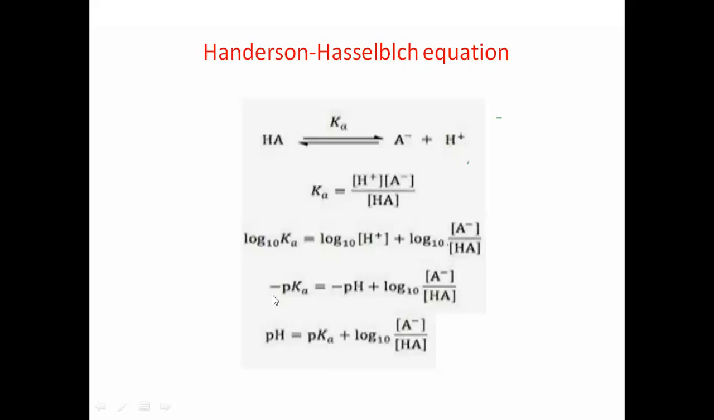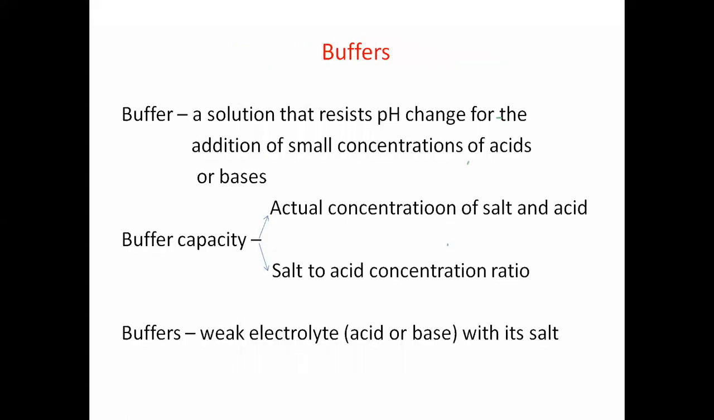pH of a buffer is equal to pKa of the acid plus log of the concentration of the salt by the concentration of the acid. The same Henderson equation can also be written for a base. pOH is equal to pKb plus log of salt by base concentration. So this is how the Henderson-Hasselbalch equation is written.